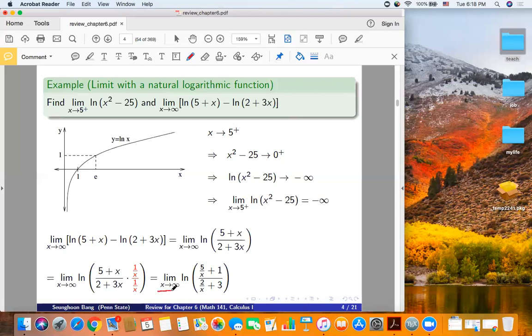As the x value approaches infinity, what happens? 5 over x is going to 0, and 2 over x is going to 0. The answer is ln of 1 over 3. So that's it. This is the answer. The next example.